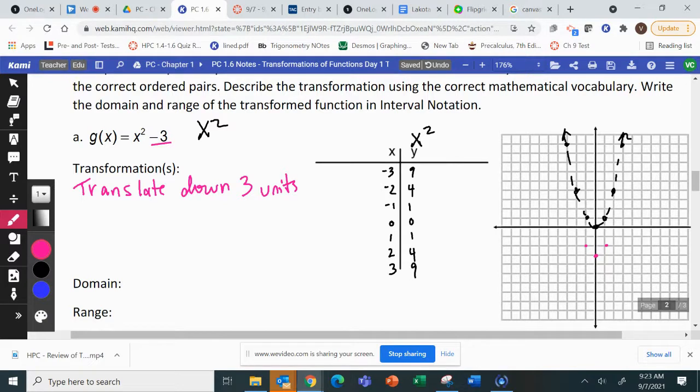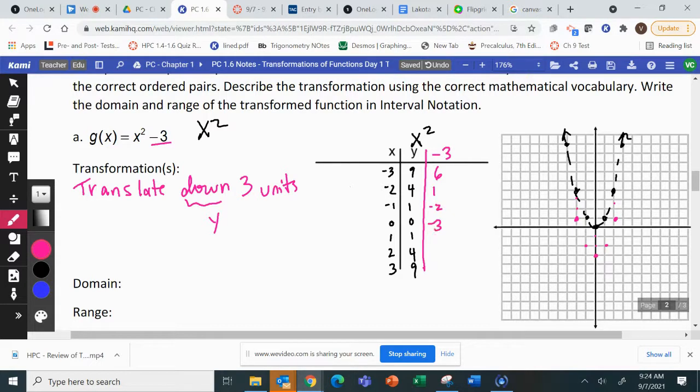You do not have to do the table if you literally can look at the graph and be like, let me just take each point I had and move it down 3 units. If you do it that way, you don't have to do the table, okay? But I'm going to do the table because eventually we'll probably need them. If I'm translating down 3 units, that's a y value change. So I go to my y column and I subtract 3 from all of the y's.